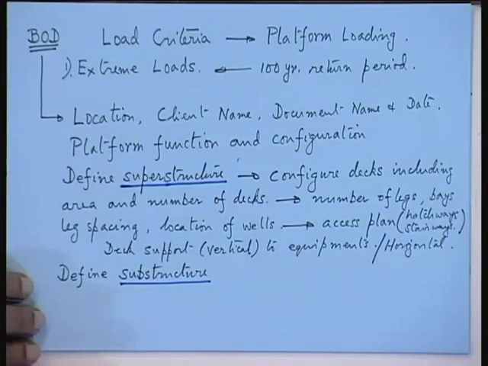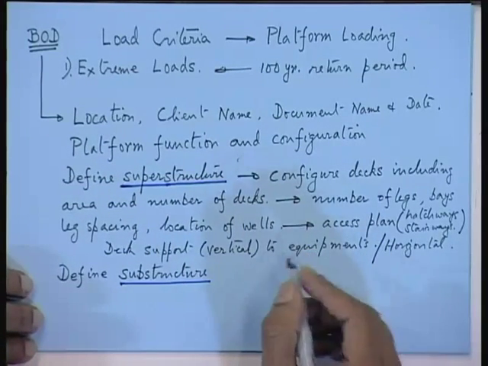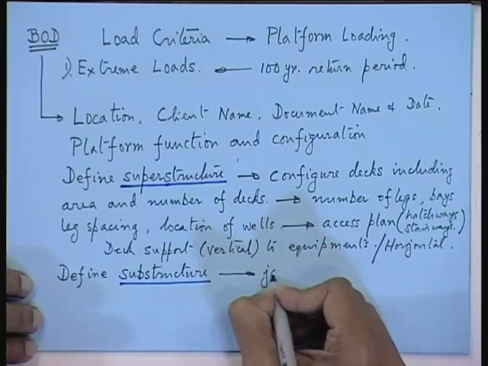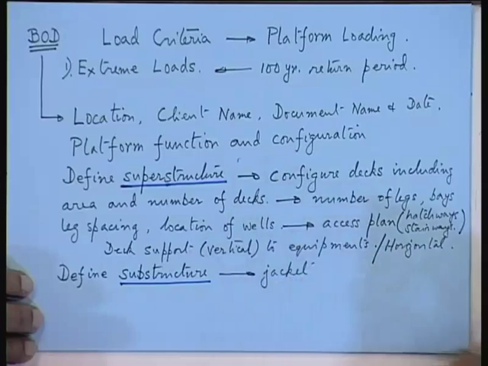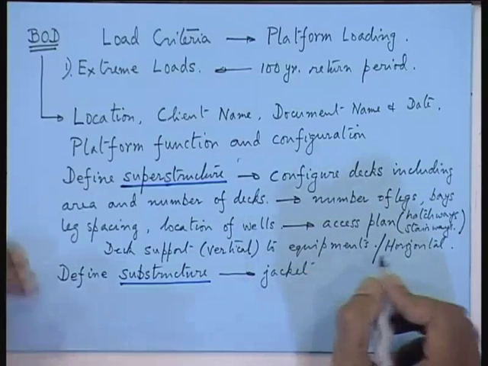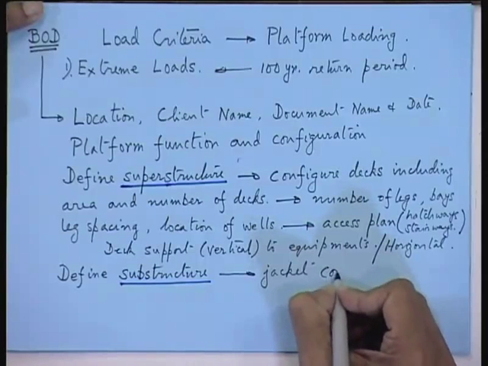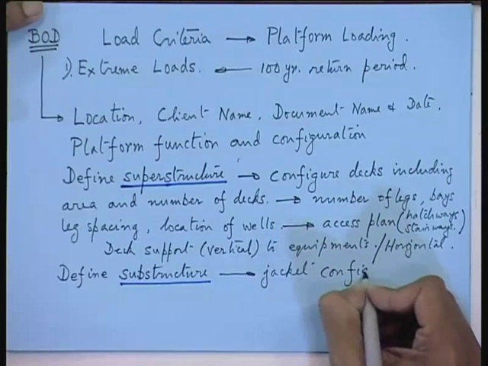Now substructure basically consists of the jacket. Jacket essentially defines what? Jacket is a cover for your piles. Whenever I say you wear your jacket, jacket means a cloth which covers your body. So this jacket is a cover for your pile. So jacket configuration, how you design.